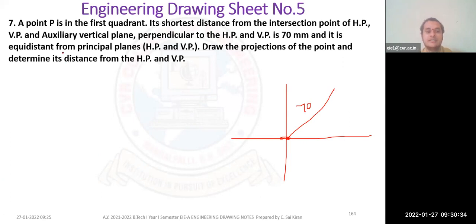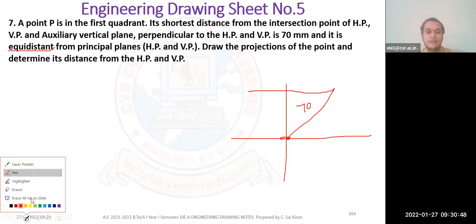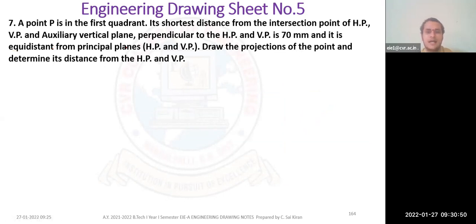And it is equidistant. Equidistant is nothing but equal distance. Okay. So this is equal distance. Whatever may be this distance, this is the same distance. Equidistant they are saying. Planes, and draw the projection of the point and determine its distance from HP and VP. So this was the question asked in the essay question. A bit and B bit, they once asked this question in the mid-1 exam.